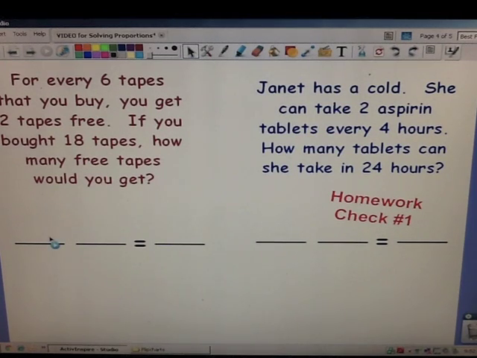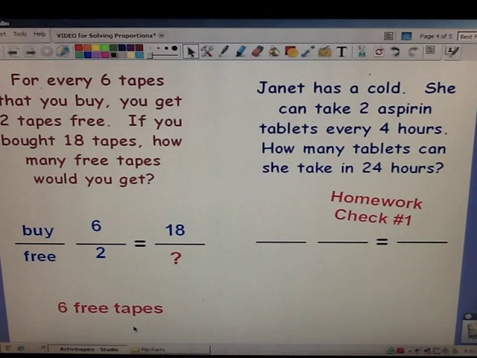Okay, let's see how you did. Your labels should have been buy tapes, free tapes, or bought and free. 6 to 2 is what you're told. It's the first rate that you're given: 6 tapes that you buy, you get 2 free. And they want to know if you buy 18, so that goes up here in the numerator on the buy line, how many would you get free? That should be your proportion, and you should have gotten 6 free tapes as your answer.